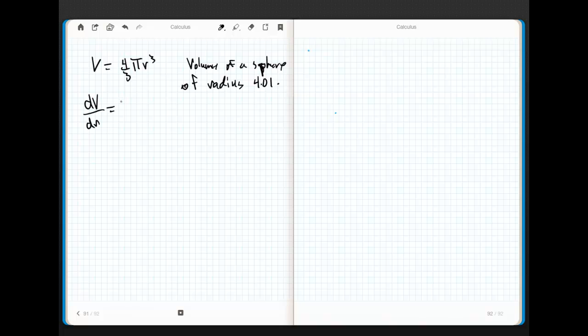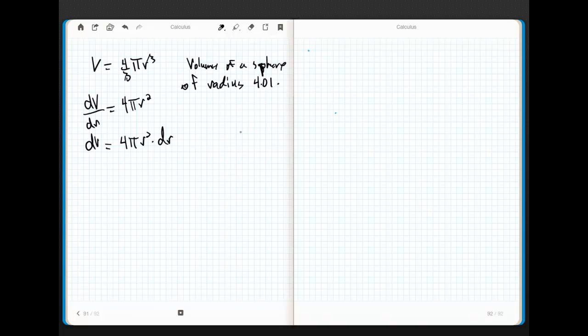If I multiply all that out, I end up with 4. Notice my 3's will cancel, and I'll end up with 4 pi r squared. Strangely enough, that's the surface area of a sphere as well. Now, I know that dV is going to equal 4 times pi times r squared times dr.